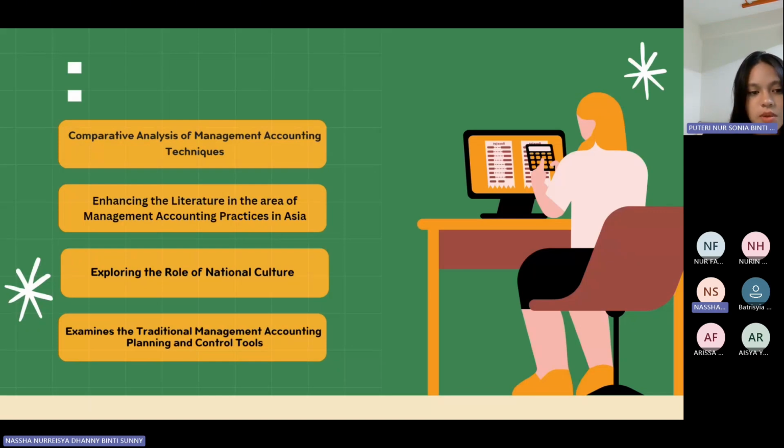The study wants to explore whether the culture in each country changes the way their companies use management accounting tools. And for my last point, to examine the traditional management accounting planning and control tools, the study wants to check whether the companies use traditional tools like budgeting and standard costing to manage their finances, or newer tools like activity-based costing and balanced scorecard. It also wants to see how common these methods are in each country.